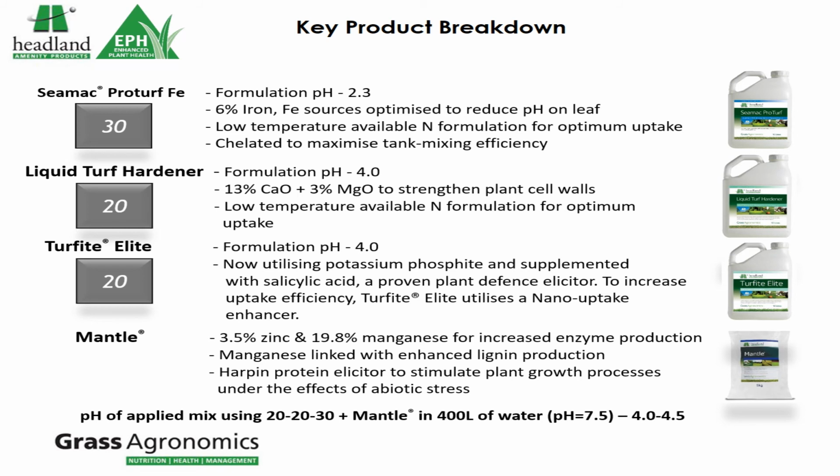And if you mix the 20-20-30 mix in 400 litres of water, which is at 7.5 pH, the eventual tank mix is 4 to 4.5 in the pH scale, and that is that crucial point that we mentioned in the previous slide.